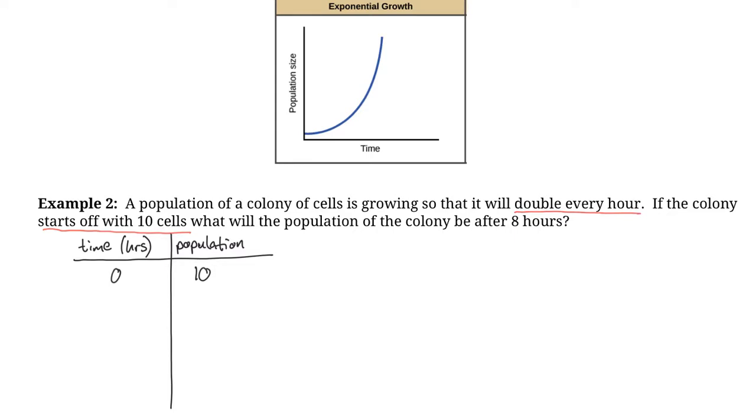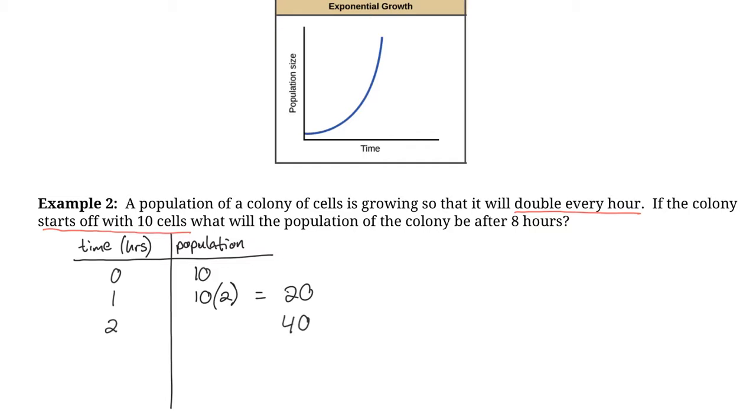So that means in our table, in hour 1, we would take our 10 cells and multiply by 2 because these are going to double and we're going to get 20. And in hour 2, since every hour the cells will double, instead of 20, it's going to be 40. And we're going to rewrite that another way, incorporating what we have in the beginning.